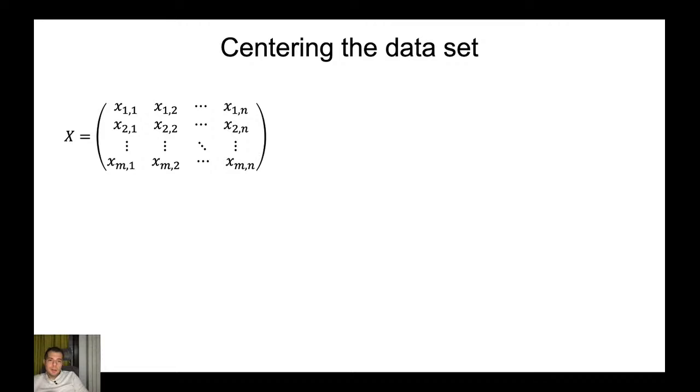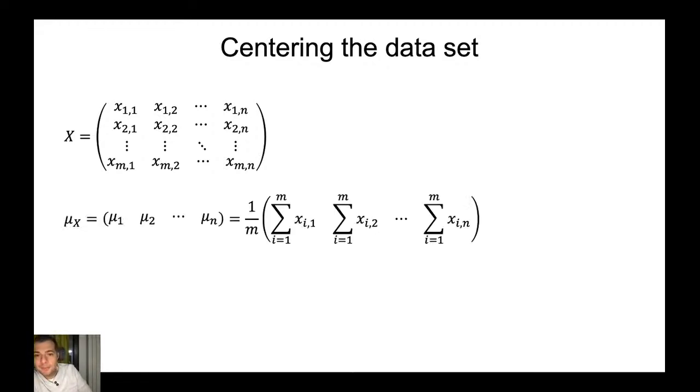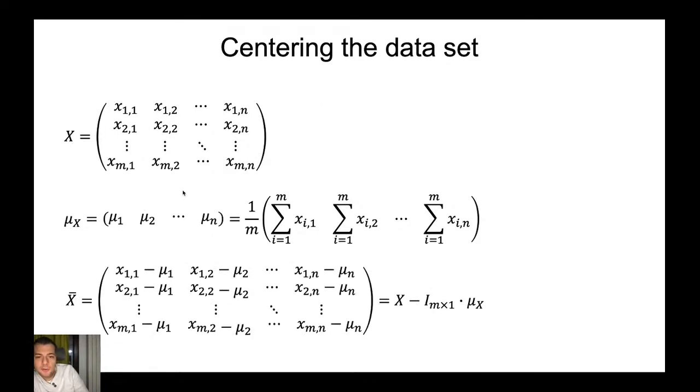Okay, so in order to compute these, we can do it using matrix notation. We can compute the means for each random variable. Recall that the random variables are on columns. So we just compute the average value on each column, and we obtain this vector denoted by mu x. This vector is a row vector that contains the means for each feature.